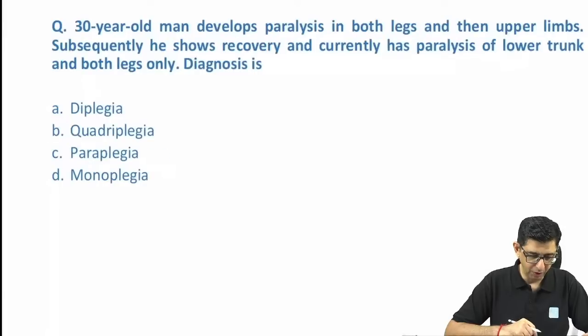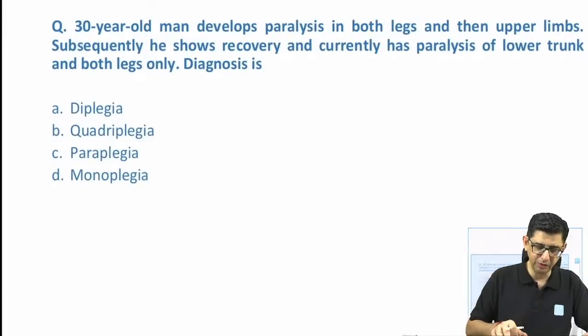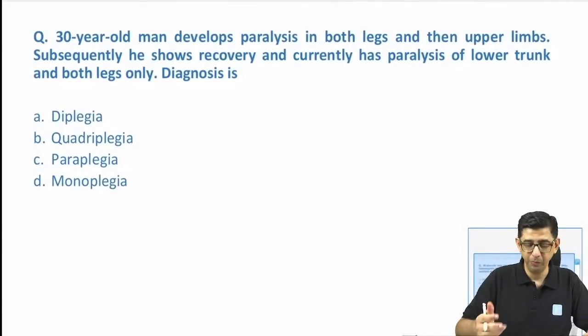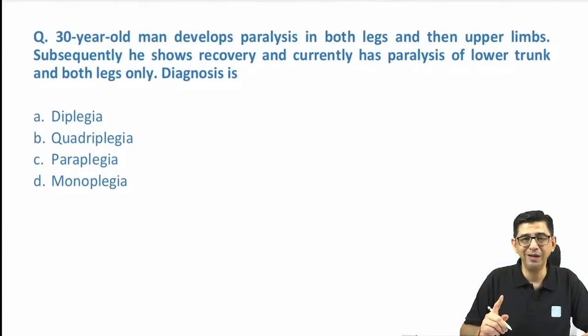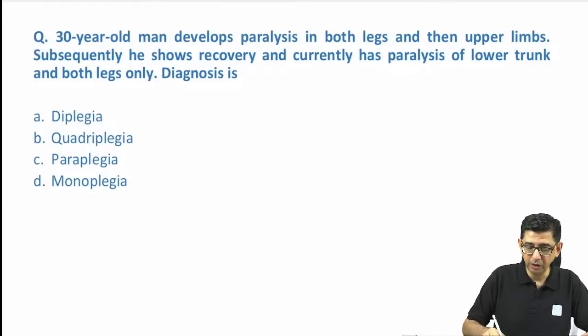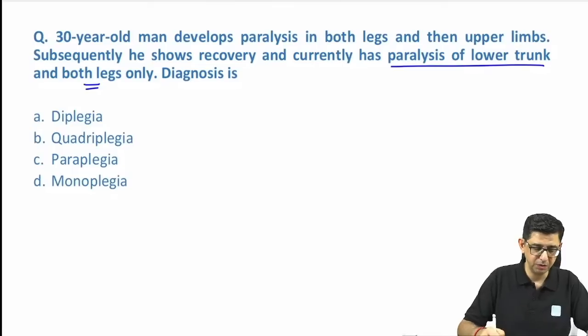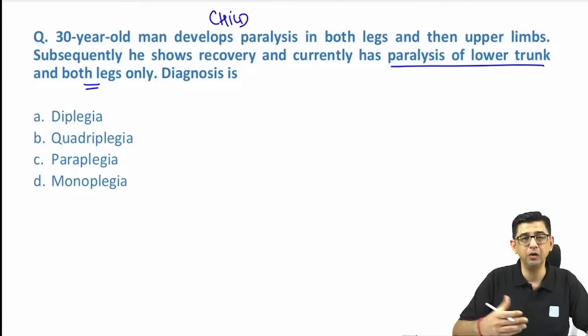So yes, now we will focus on the subsequent question, which talks about paralysis in both legs and then in the upper limbs. So he is talking about ascending paralysis in a patient, which is probably a patient with Guillain-Barré syndrome. Now he has shown a recovery, and the current features of the patient are paralysis of the lower trunk and both the legs only. Yes, yes, yes. This question is for a child. Okay. This question is for a child, not for an adult.